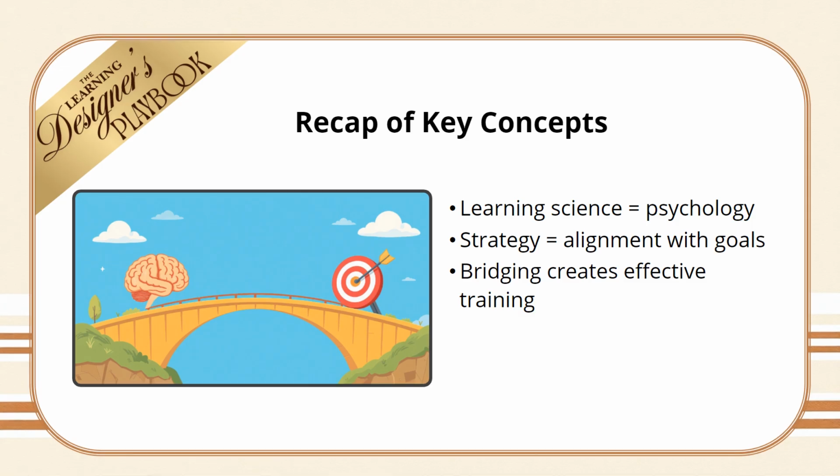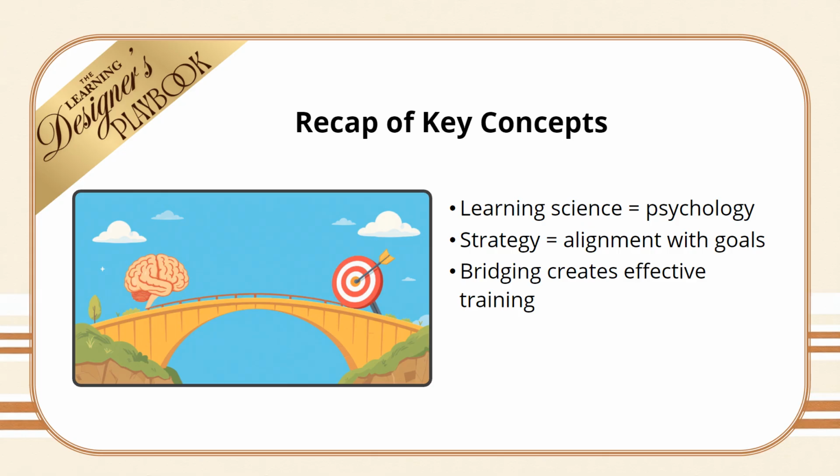Let's take a moment to recap the key concepts from this lesson. We started by revisiting attention, motivation, and retention, the core psychology principles behind effective learning. We then explored how strategy ensures those principles are applied in alignment with business goals. The bridge between the two is what makes instructional design truly impactful. Without psychology, training feels mechanical and forgettable. Without strategy, training may be engaging but disconnected from results. Together, they create a design approach that is both human-centered and business-focused.